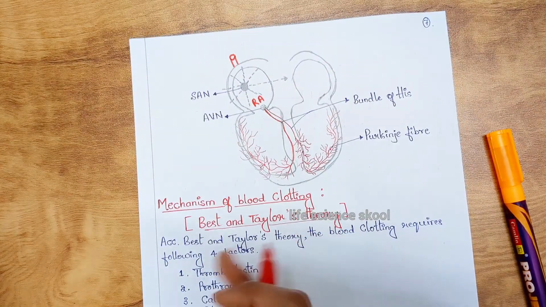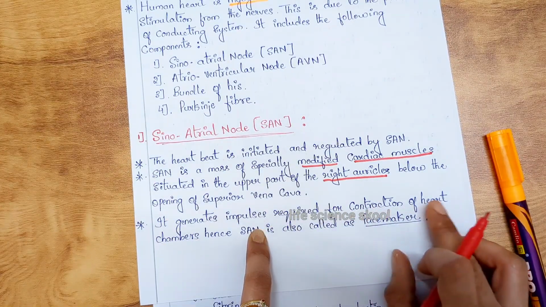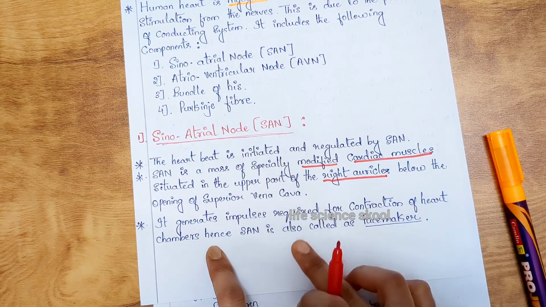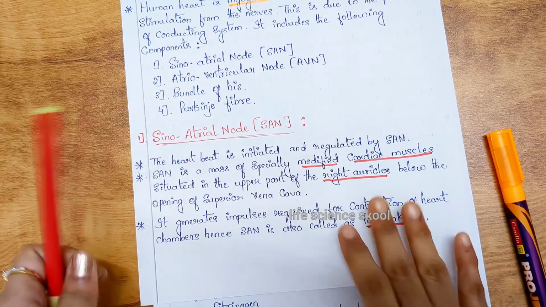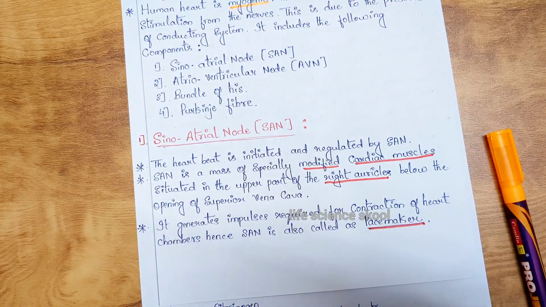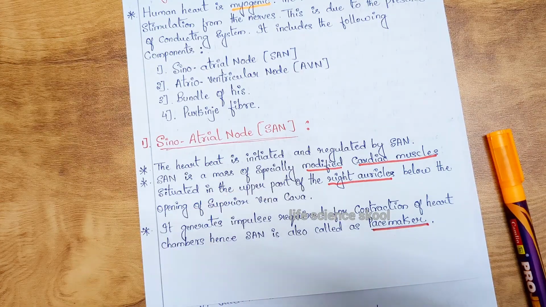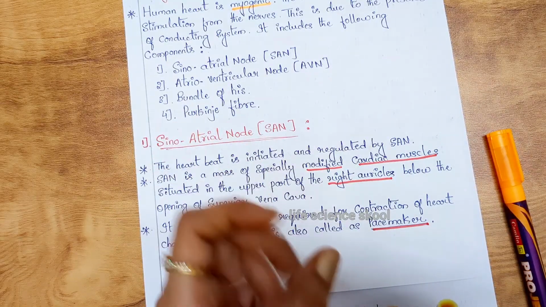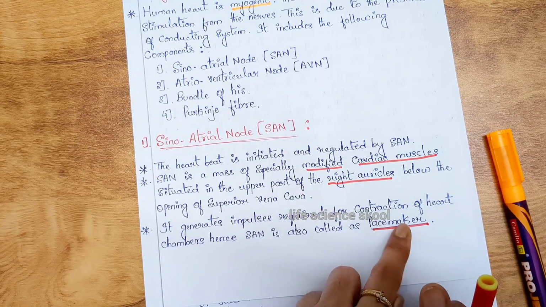Now move on to the next point. It generates impulses required for contraction of the heart chambers. Hence SAN is also called the pacemaker. Yes, this is a very important part of the heart, because the heartbeat is generated by the Sinoatrial node, and this is an exam point you should remember. What is its function? It generates the impulses required for the contraction of the heart chambers. Hence SAN is also called the pacemaker.